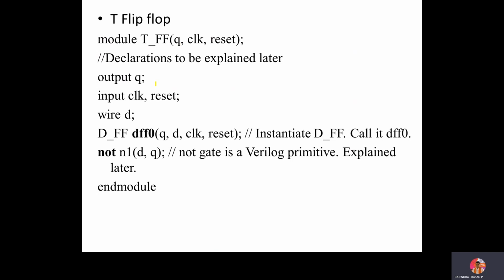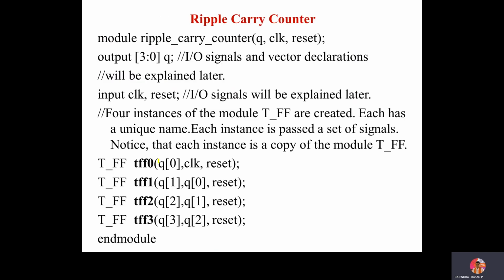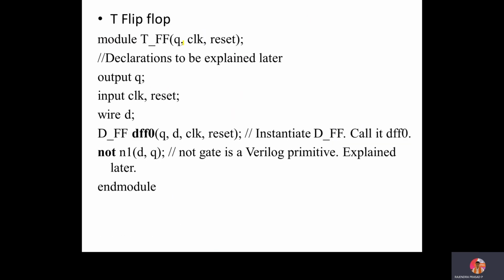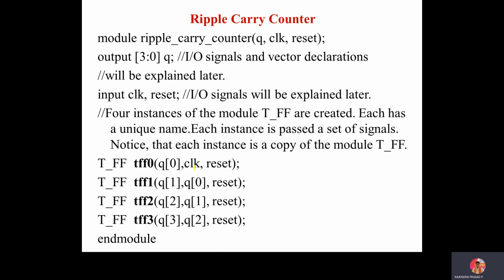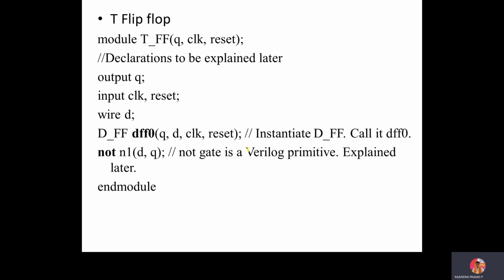Why? Because you do not have multiple T flip flops. I am having only a single T flip flop, and I am initializing that one. So you have only one output, which is Q. Now that Q here becomes Q of 0, Q of 1, Q of 2, Q of 3. And what about the input? Clock and reset. Sometimes it is clock and reset, it is Q of 0 and reset, Q of 1 and reset, Q of 2 and reset. So there is an equal mapping which has been done.